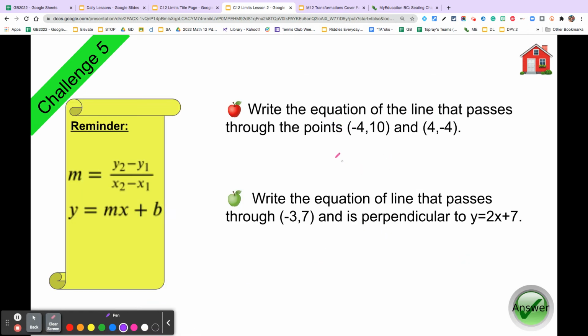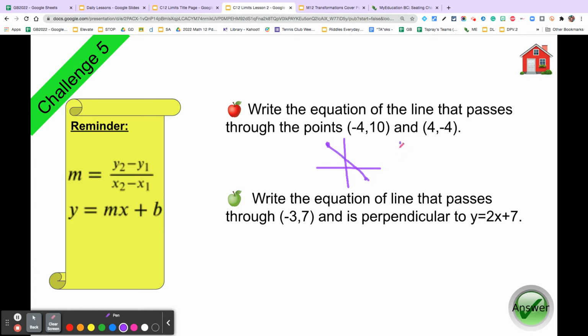Write the equation of a line that passes through the points. So this is probably best done by sketching it out as best you can. So I'm going to plot that point at negative 4, 10. Okay, and then at 4, negative 4. So we're trying to find that equation right there.